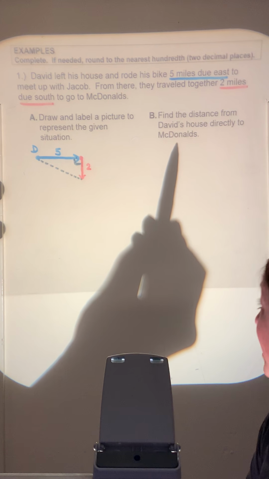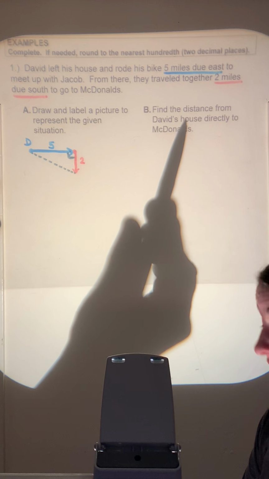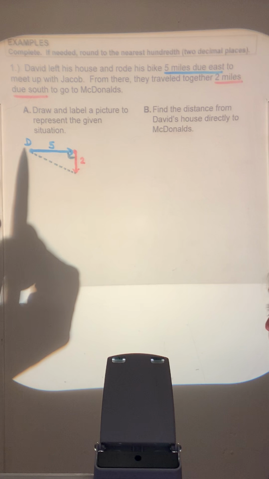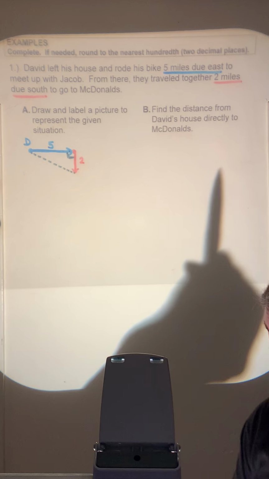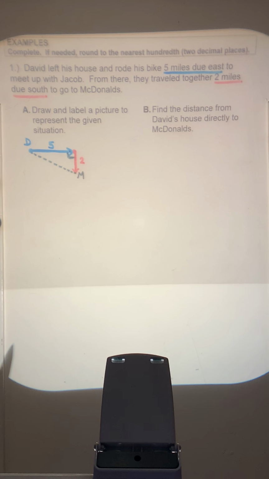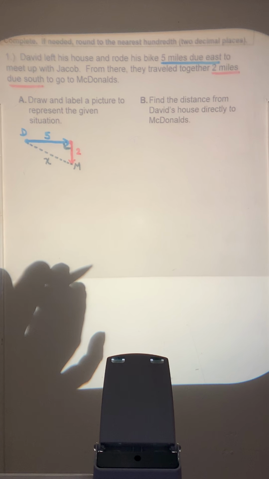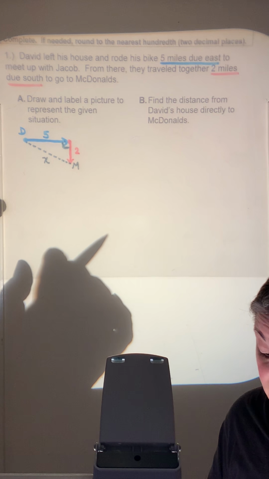In fact, part B will tell you exactly what they want you to find. Find the distance from David's house, which remember we said was right here, to McDonald's, which is where they ended, right here. So they just want us to find this side right here. And I'm just going to put an x just generically, because that's usually what we use for our unknown values.